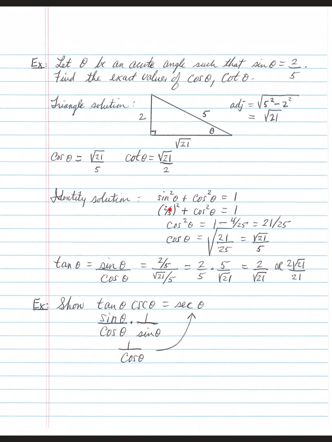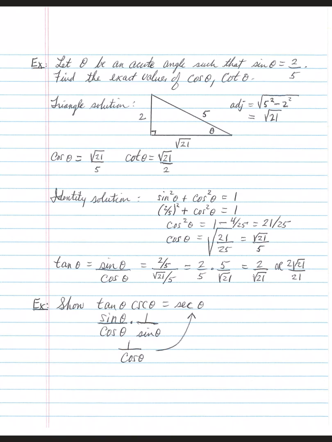That's right, it's 4/25. So cosine squared theta is equal to 1 minus, bring it over and subtract it, 4/25, which is 21 over 25. Cosine is the square root of that value, so 21 over 25 square roots to square root 21 over 5.